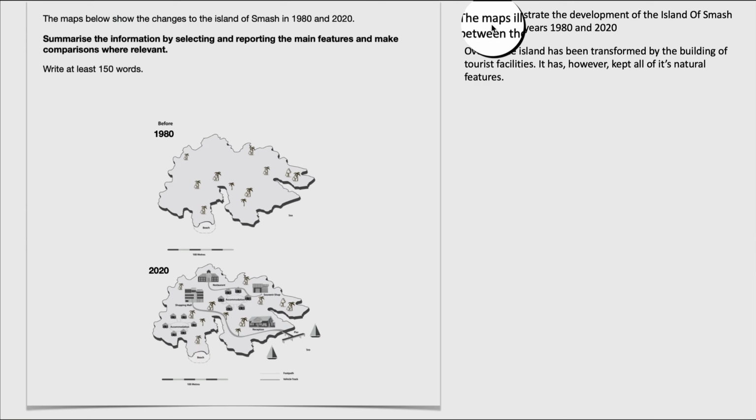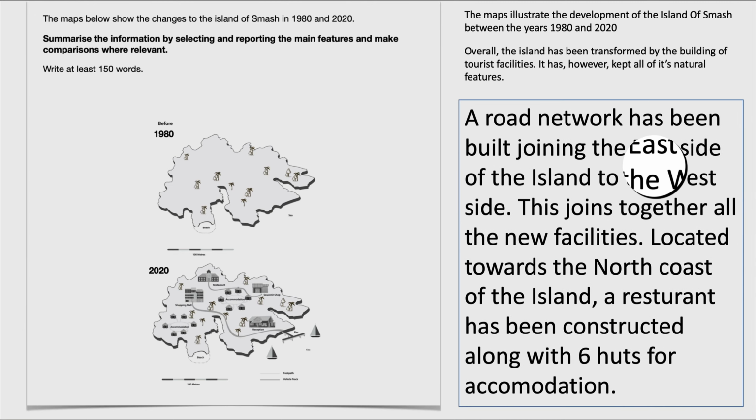Then in the map, we have our introduction, our overview, and the first body paragraph, which is going to be about the building of tourist facilities. A road network has been built joining the east side of the island to the west. There you go. This joins together all the new facilities. Located towards the north coast of the island here, a restaurant has been constructed, along with 6 huts for accommodation. So here it's good to talk about north, east, south and west, and also in the distance here. Have a go in the comments. Try and write the second body paragraph for this IELTS Writing Task Part 1 for the academic test.